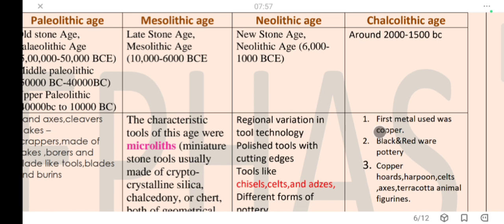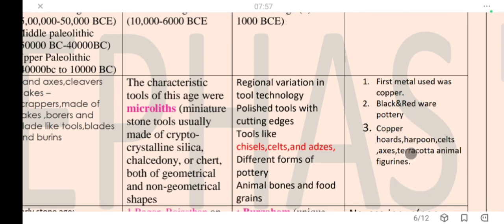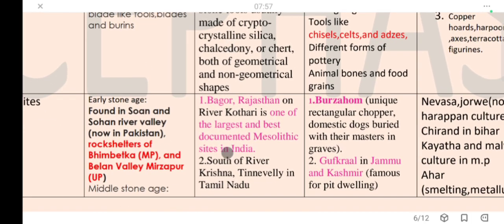The Chalcolithic age is the first age that used metal, called copper. The first metal used was copper, and you can also see black and red ware pottery in this age. You can see copper hoards, harpoons, celts, and axes. I'll show you the artifacts, how they look, in the last slides. Also terracotta animal figurines.